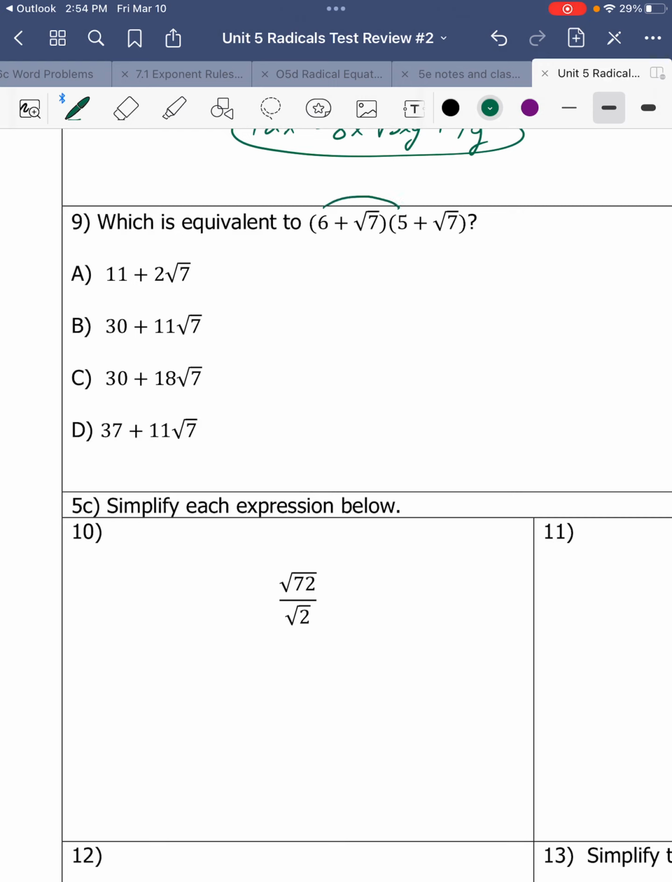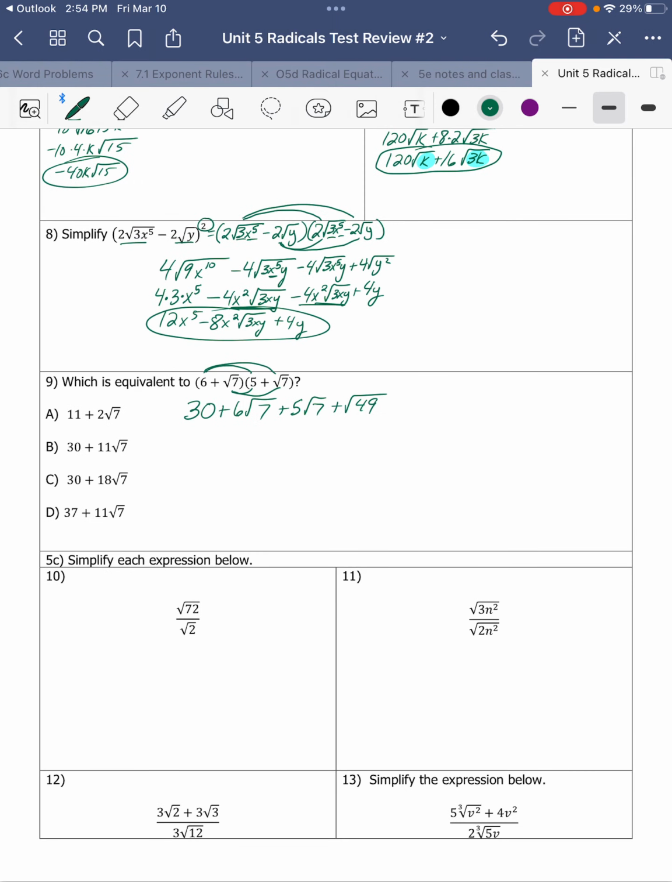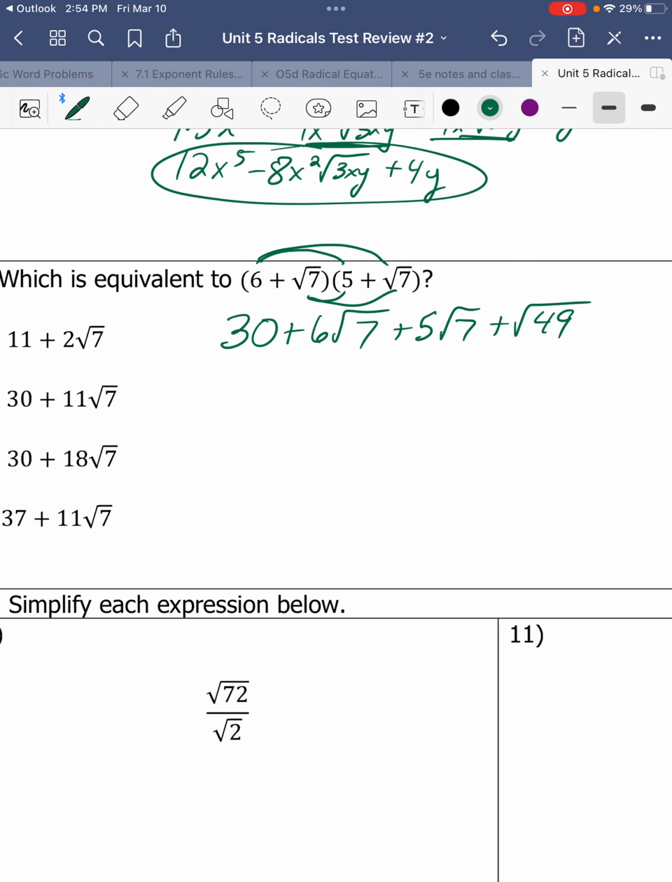Then next we have 6 times 5. Good. 6 times 5 is 30. 6 times the square root of 7 is 6 square root of 7. Square root of 7 times 5 is 5 square root of 7. And square root of 7 times the square root of 7 is the square root of 49, or you could just put 7 there.